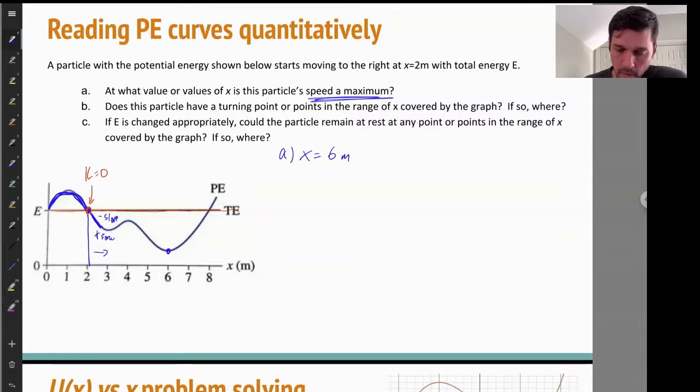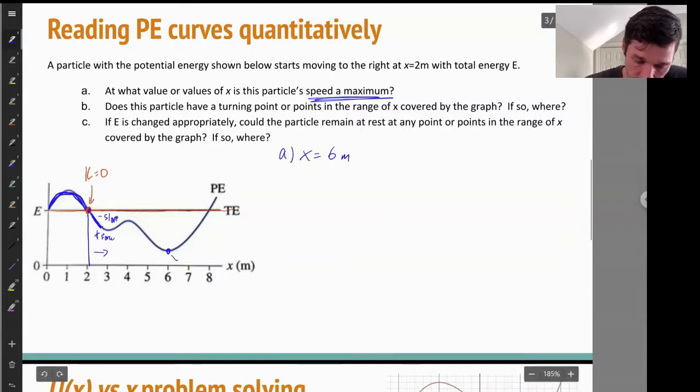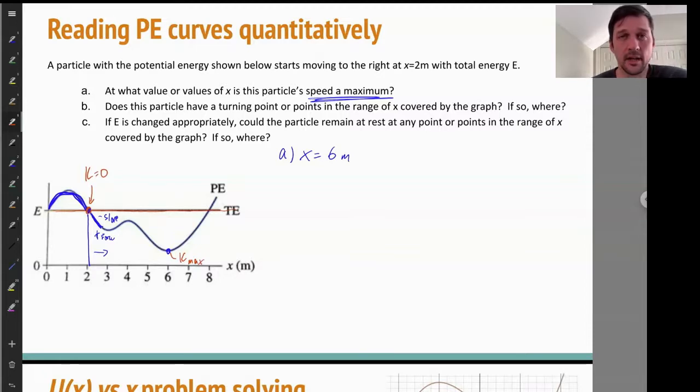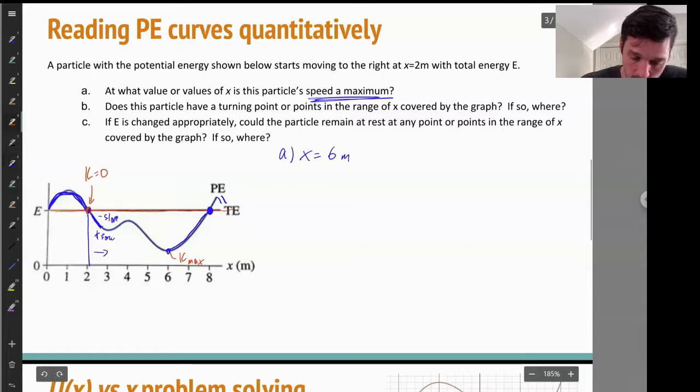Does this particle have a turning point or points in the range? Well, if it starts at position 2 with no kinetic energy, and according to the slope, it's going to have a force pushing it to the right, it's going to proceed to the right. It's going to maximize its kinetic energy right here at 6. And that kinetic energy will progressively turn back into potential energy as it makes its way further and further to the right, until it reaches this point where it runs out of kinetic energy. The total energy is equal to the potential energy at that point. We're again reaching a moment where the kinetic energy is zero. So the maximum position it can reach going to the right is the position of 8 meters.